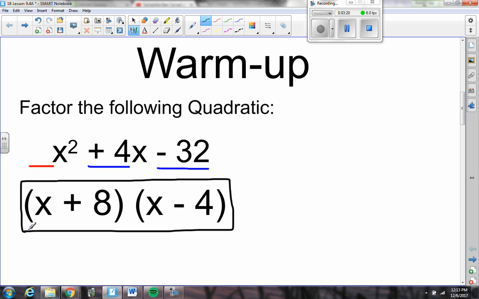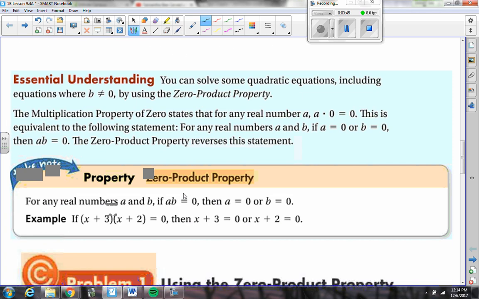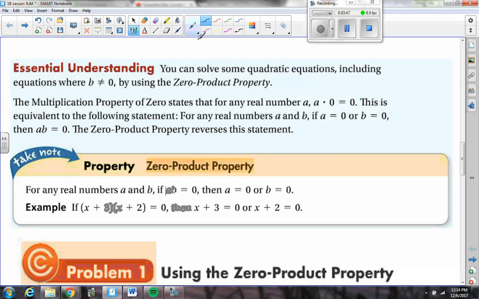What we're asked to do in this section is to take this factored form and use it to find our two solutions for that quadratic equation. There will always be two solutions for the ones that we're doing in this section. In order to do that, we use something that's called the zero product property. Here's what that says.